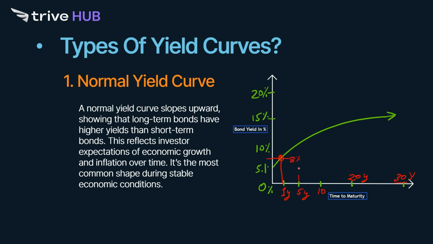If you look at this curve, it shows that the 1 year interest rate is just around 8%. If we move a little higher in the time horizon, you can see this is around 10% interest rate for 5-year bonds, and for 10-year bonds the interest rate is around 12%. So you can see the time is increasing, the duration of the debt is increasing, so the interest rate is also increasing. Why is that?